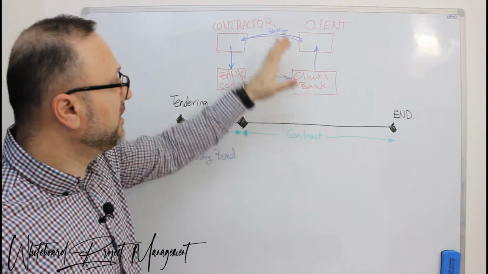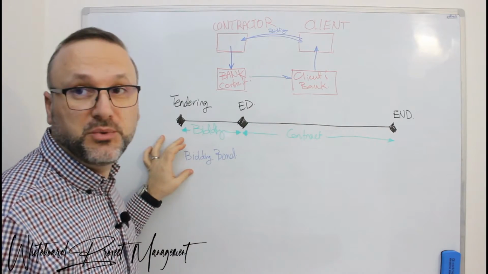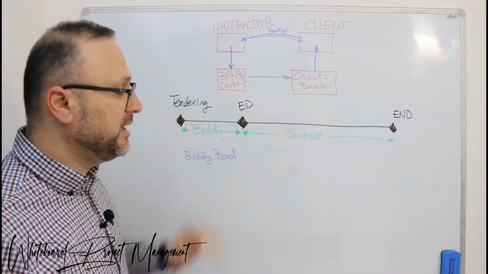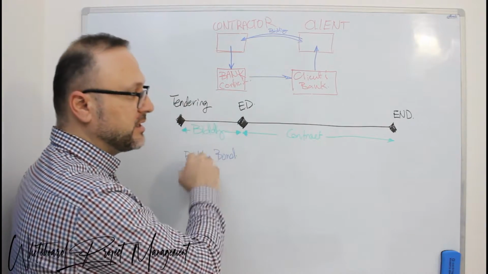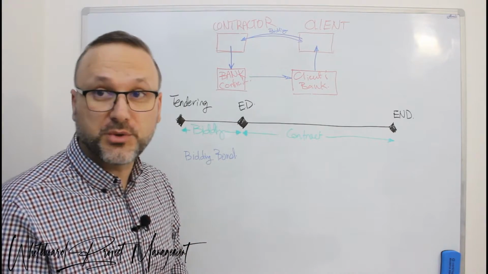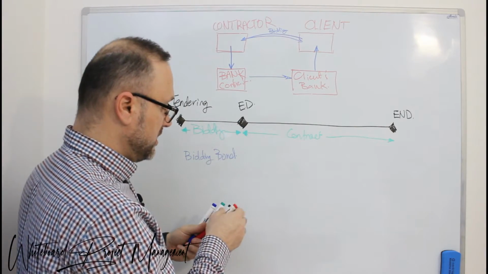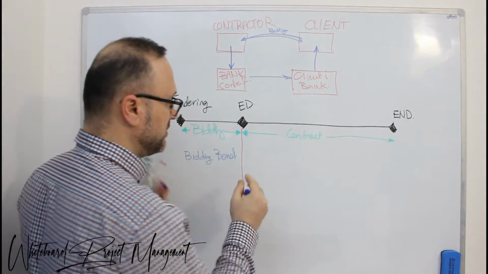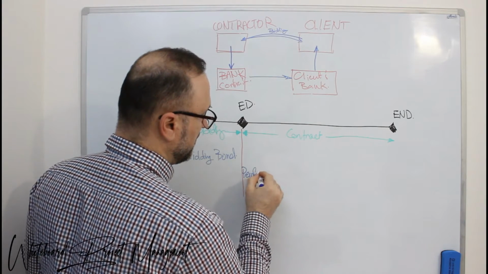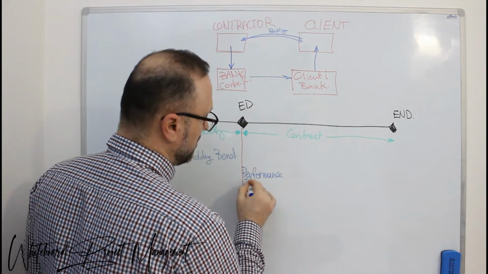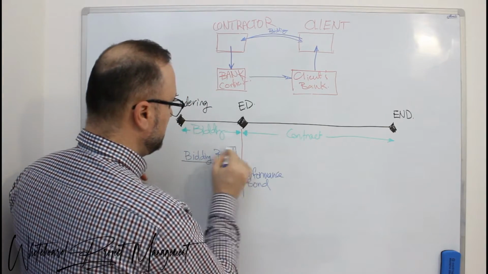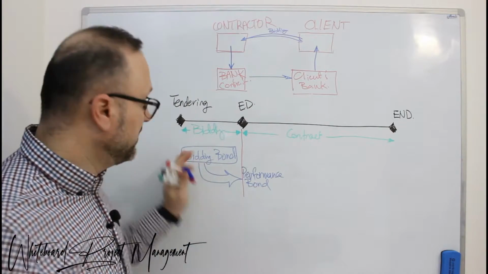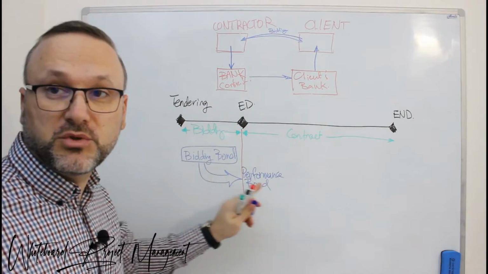Okay, once the bid bond has been issued and the client has been informed, then the bidding stage is complete. If the contractor gets the award of the contract, then we start here with another stage. We start here with the performance bond. This bidding bond is converted to a performance bond. It's a conversion of the bidding bond to the performance bond.